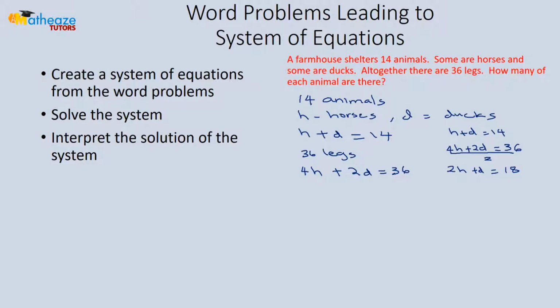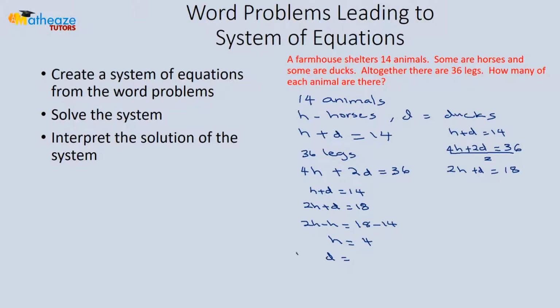So now let's solve the system. H plus D equal to 14, 2H plus D equal to 18. I can see it's easy to eliminate the D. So we have 2H minus H equal to 18 minus 14. So H equal to 4.